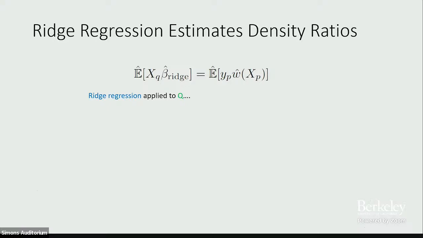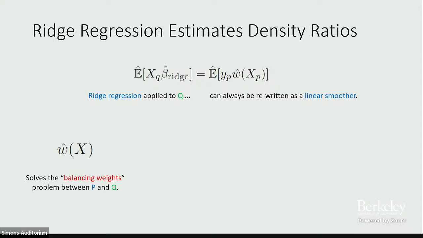One fact that many people know, and in fact, in my experience, learning theorists love to show everything's a linear smoother. But ridge regression, if you fit ridge regression in P and then just plug it in on XQ, that's equivalent to some linear smoother on the YPs, which is some function W hat applied to the XPs. So ridge regression applied to Q can always be written as a linear smoother. But W is not just some random function.